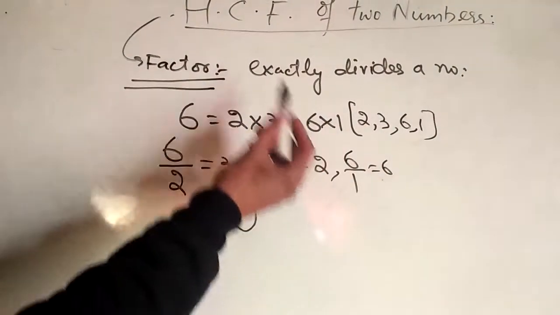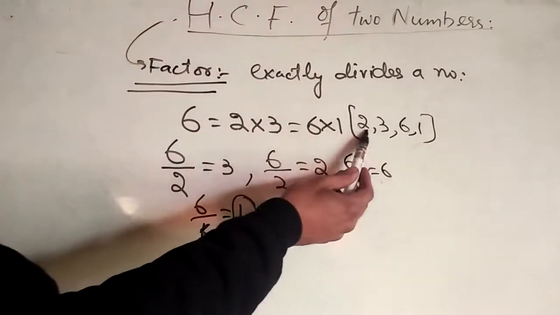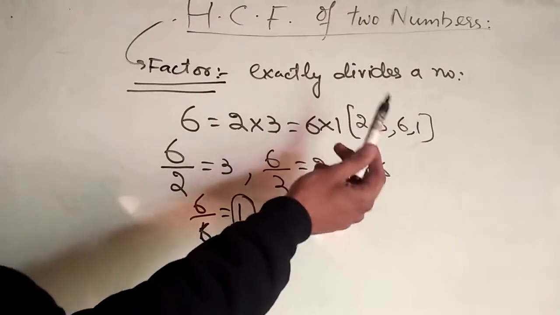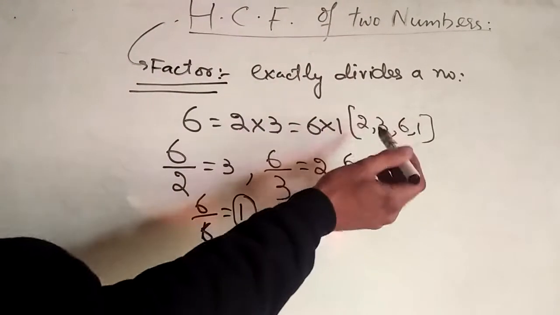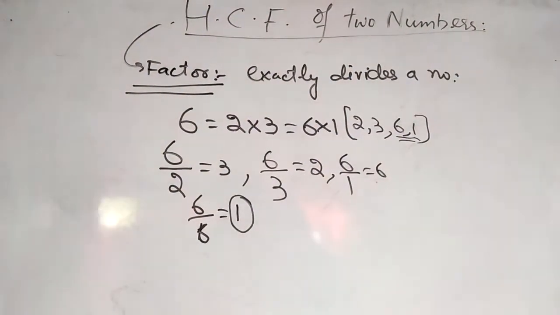Thus we can say that a factor is a number which exactly divides a number. So 2, 3, 6 and 1 exactly divide 6. Thus these are the factors of the number. Remember, 1 and the number itself are factors of every number.